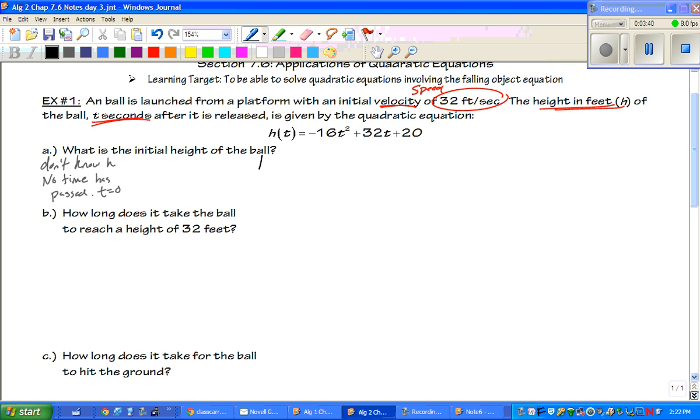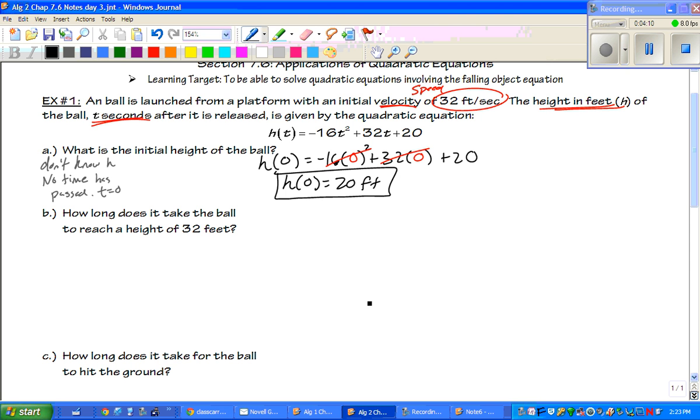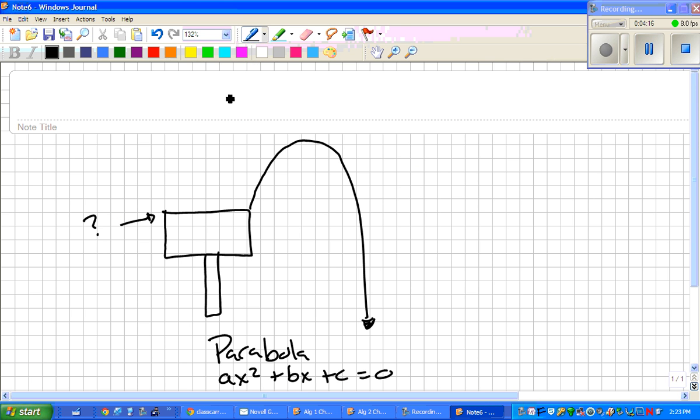So in our equation, h of t, t is 0. If we plug in 0, negative 16 times 0 squared cancels out, and that cancels out. So h of 0 is 20, and that's 20 feet. Woohoo! So that's not a question mark anymore. That's 20 feet.